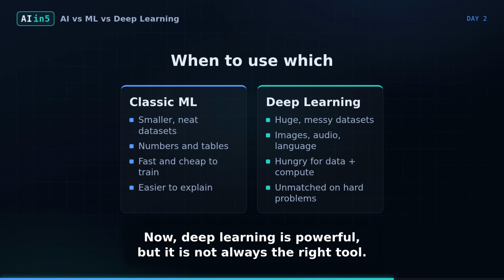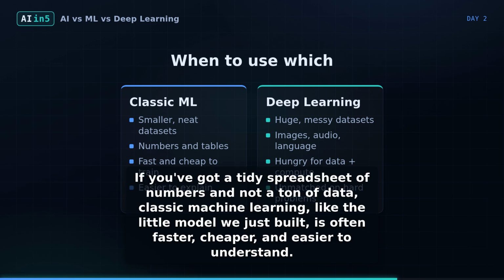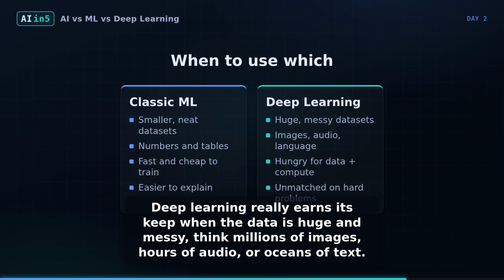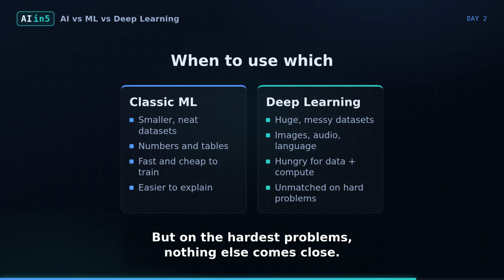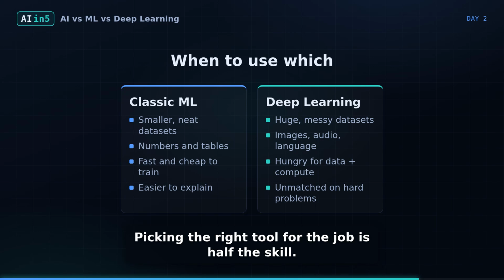Now, deep learning is powerful, but it is not always the right tool. If you've got a tidy spreadsheet of numbers and not a ton of data, classic machine learning, like the little model we just built, is often faster, cheaper, and easier to understand. Deep learning really earns its keep when the data is huge and messy. Think millions of images, hours of audio, or oceans of text. It's hungry. It needs lots of data and lots of computing muscle.